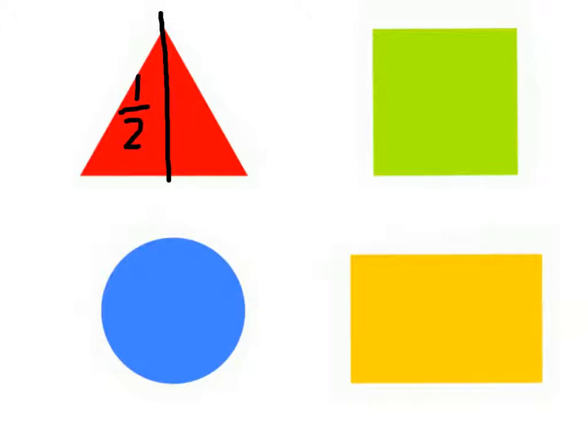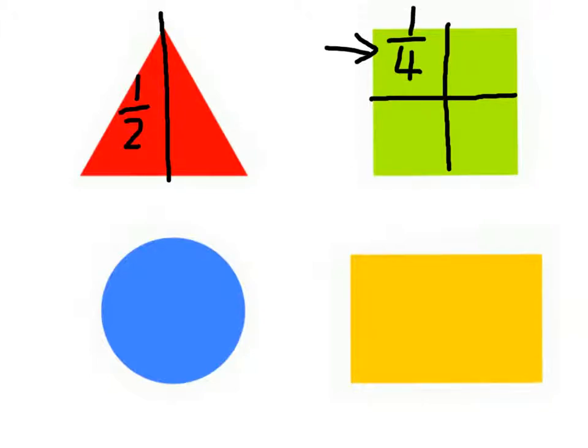Okay, so let's have a look now at quarters. So I've got my whole square here, my whole shape. And I'm going to represent 1/4, which I know is a quarter is one of four equal parts. So I'm going to carefully divide this square into four equal parts. I'm going to do my best to try that. There we go. So one of these parts is considered to be 1/4.